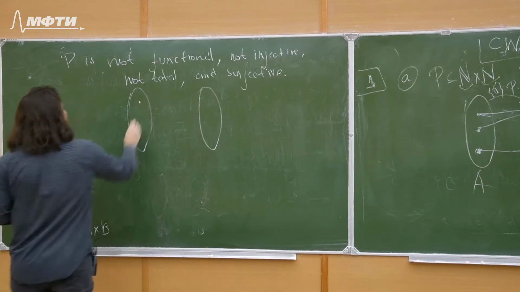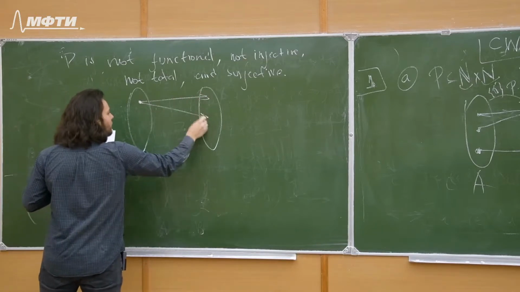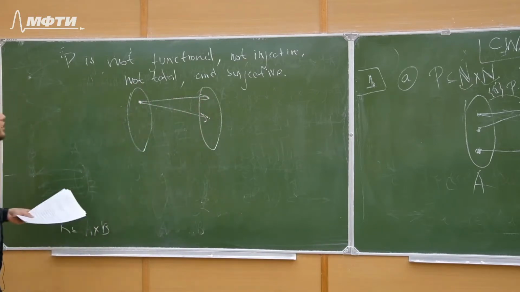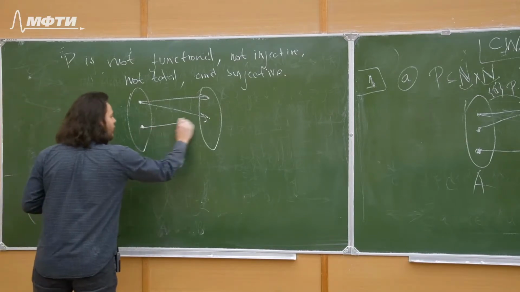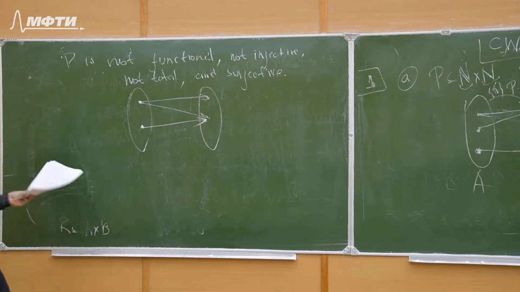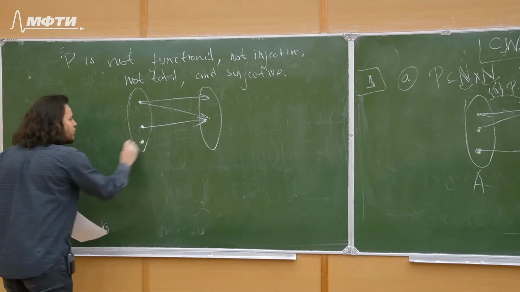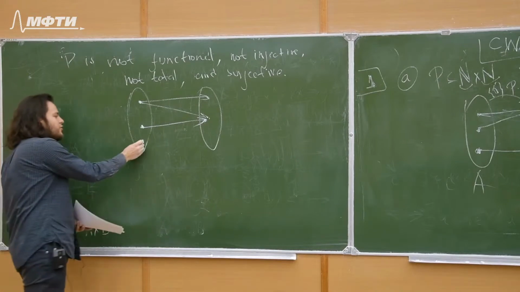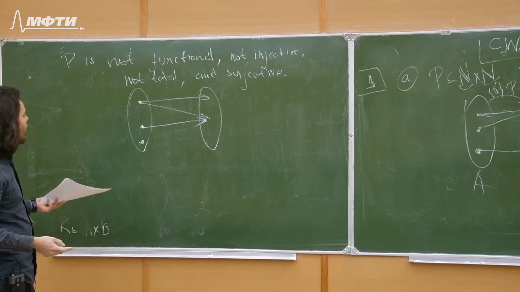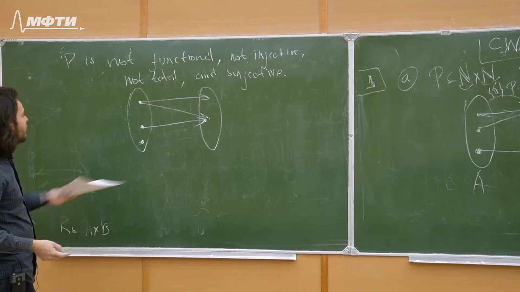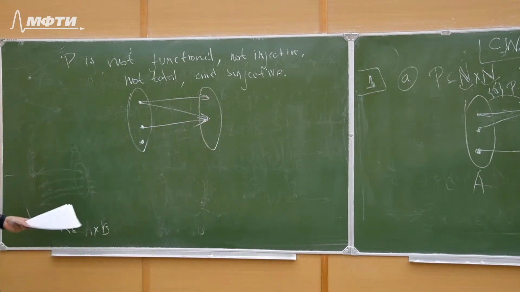So again, not functional, so we can have this. This is not functional. Now, not injective, it means that we can have something like this. Yes, so not injective. Now, not total, so we have something missing here. So we have some element for which we did not draw any arrow. And surjective, well, this is surjective, so we need to draw something like this. And I'm going to use the following.